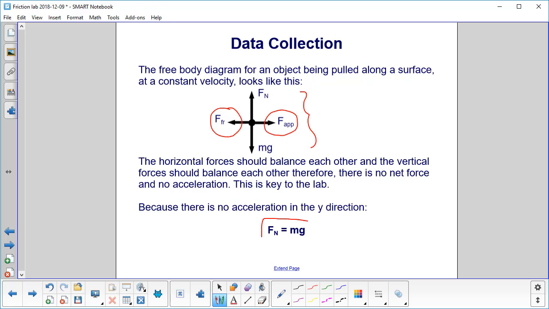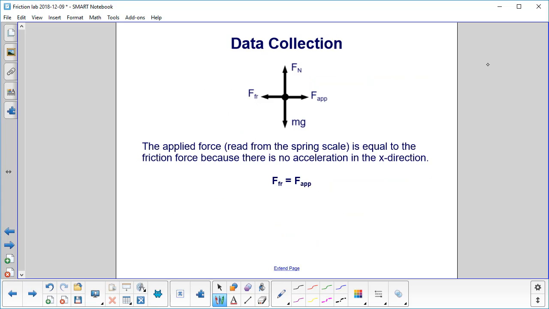Because there is no acceleration in the y direction, the normal force equals mg. And that means it's not bouncing up and down, it's just sliding along the surface, not moving up and down in any way. The applied force, which is read from the spring scale, which is what you're doing to pull the object, you've got the spring scale hooked up to the object, that's equal to the friction force because there is no acceleration in the x direction as long as your velocity is constant, which is how you want to pull it.